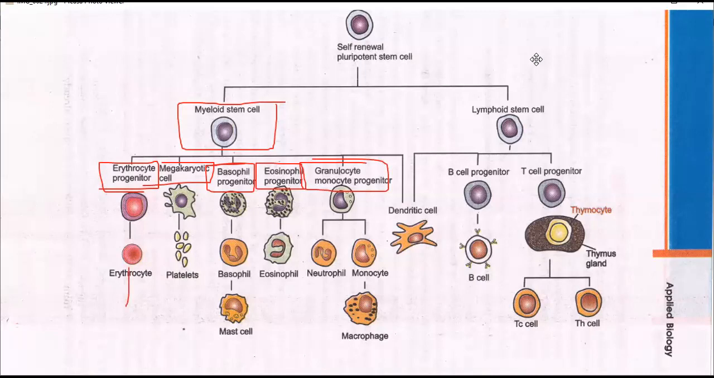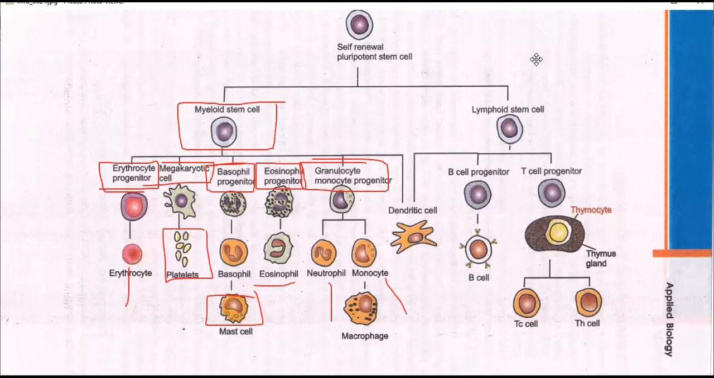Megakaryocyte cells are going to blast out and form the platelet, because platelets are fragments of megakaryocytes. Basophil committed progenitor forms the basophil. You know that areolar connective tissue containing mast cells is also nothing but basophil. Next, eosinophil committed progenitor forms eosinophil. Granulocyte monocyte committed progenitor is committed to form neutrophils and monocytes.